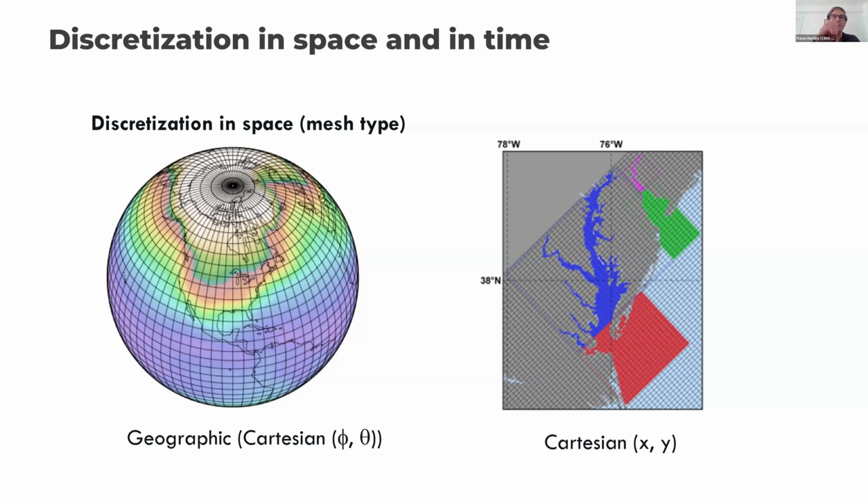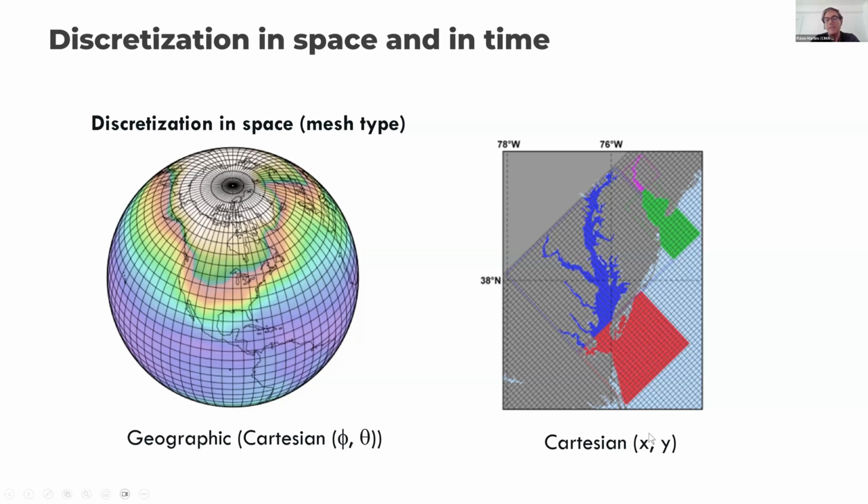There are just those discrete points, you see? There is nothing in between those discrete points. Okay, this is the spatial discretization. And there are many ways of doing it, depending on our objectives and the type of model that we are using. It can be geographic Cartesian, okay?